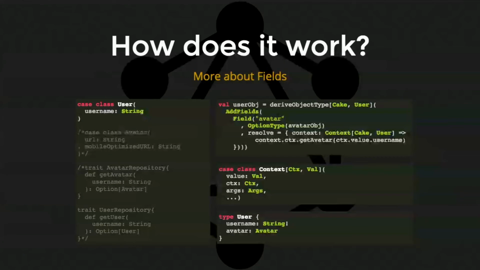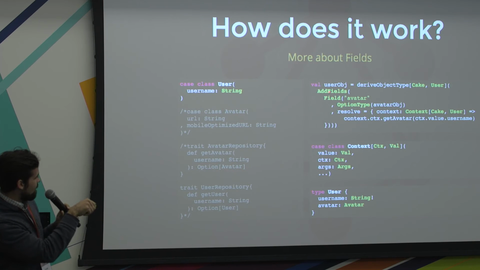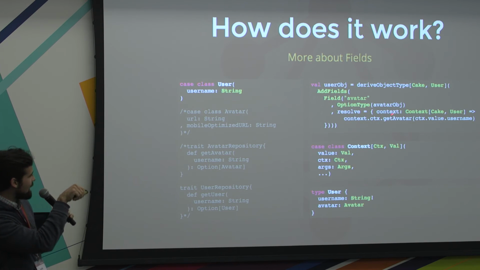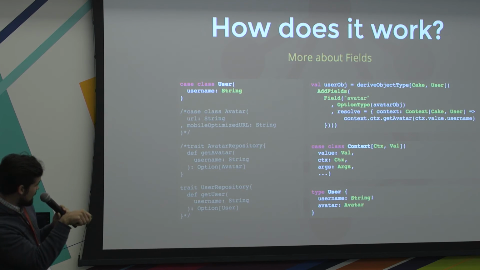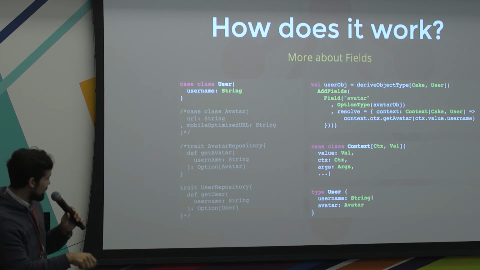So I'm adding a field called avatar. It is of type avatar object, which was declared on the previous slide. The field has this resolve function, and I've given it a type. I've annotated its type here just so you can see what it is. It is of type context, and then again, it's parameterized with the cake and the user, because I am working with the user field.